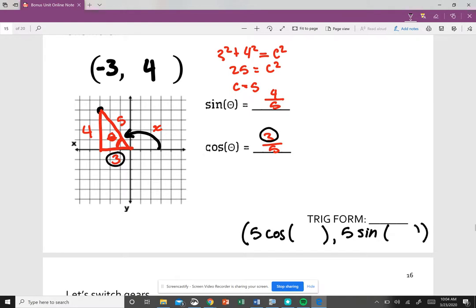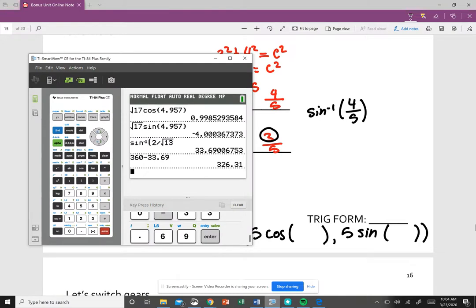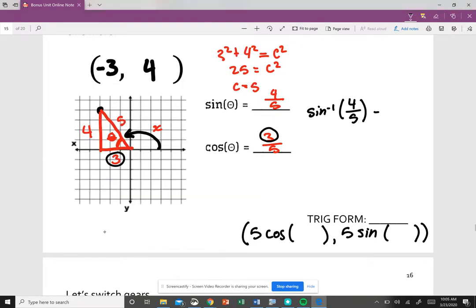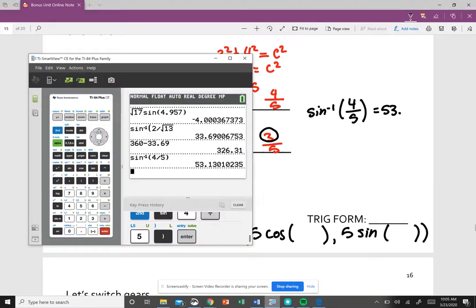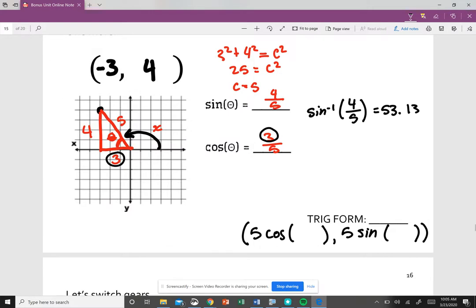So now I'm going to do inverse sine. If you wanted to, you could totally do inverse cosine, or you could totally do inverse tangent. It doesn't matter. So I'm going to do inverse sine of 4/5. And I'm going to use my handy dandy calculator. And I'm in degrees again. Okay, and I get 53.13. Now, this is that many degrees away from that.